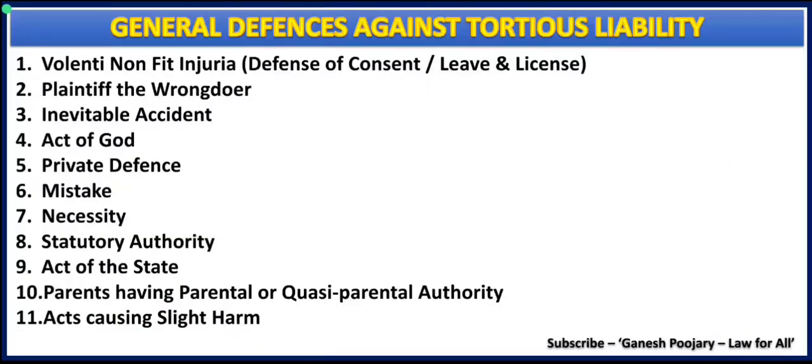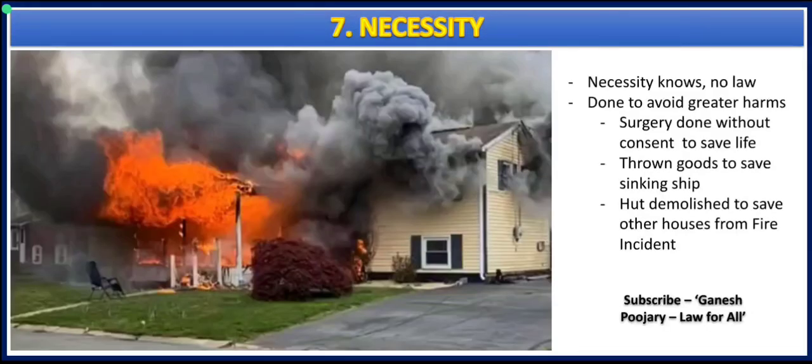Yeah, this is a list of general defenses against tortious liability, starting from volenti non fit injuria, plaintiff the wrongdoer, inevitable accident, act of God, private defense, mistake, necessity, statutory authority, act of the state, parent having parental or quasi-parental authority, and acts causing slight harm. This slide also we have already seen in the intro session, and this is the 7th general defense that we are discussing, that is necessity.